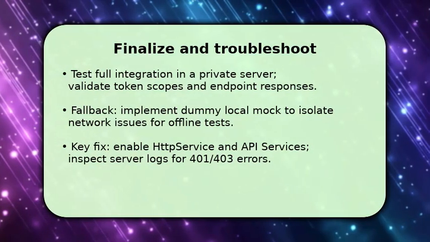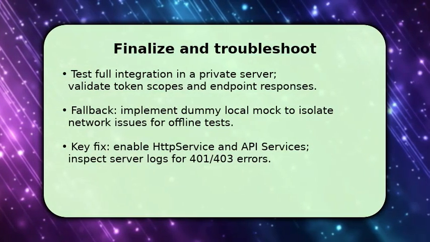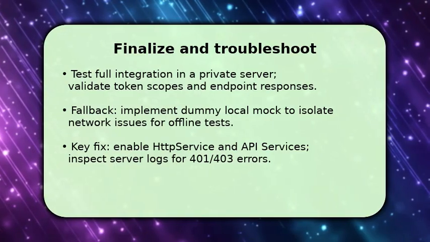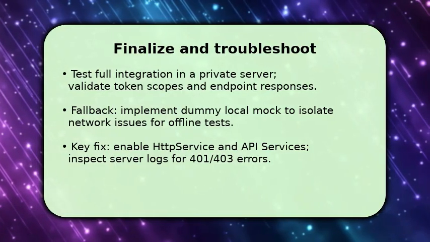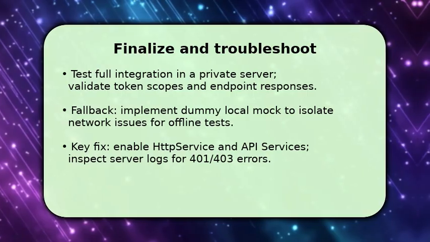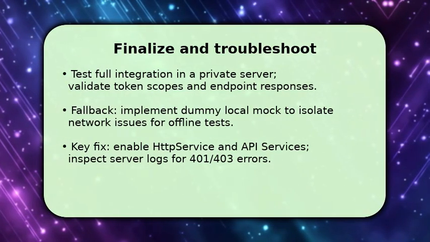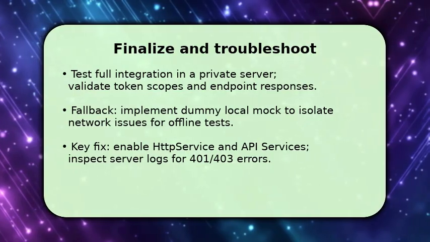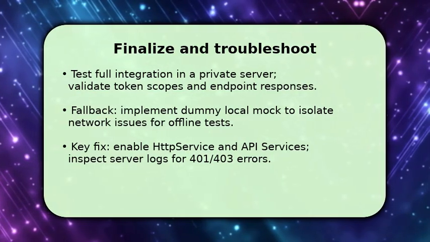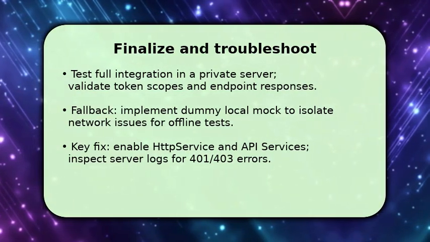You finish by validating the complete flow in a private server environment and confirming the API returns expected payloads. Once done, add error handling paths, graceful degradation when external services fail, and clear user messaging. Make sure to rotate tokens periodically and restrict token scopes to minimize risk.